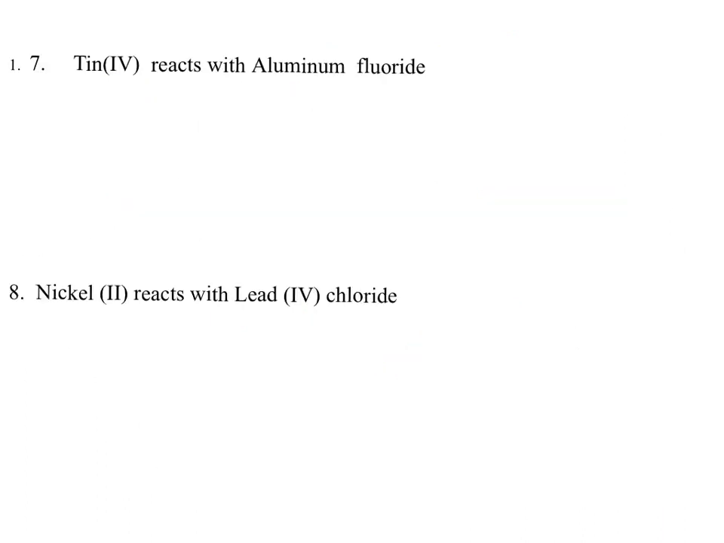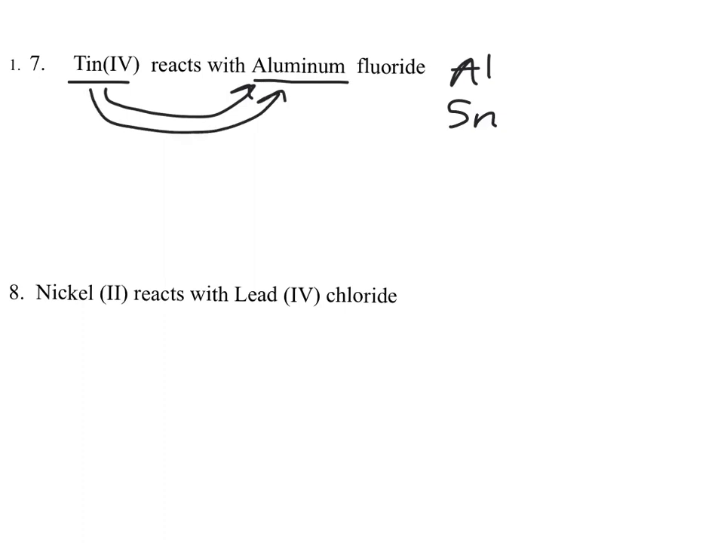Let's skip to number 7 here. If we do tin 4 reacts with aluminum fluoride, tin 4 and aluminum are going against each other. It does, however, seem that on the activity series, aluminum seems to be higher up than tin does. So therefore, aluminum is not going to allow tin to come in and take fluoride. So therefore, there would be no reaction. So you always have to check your activity series first, which should be on your actual sheet already for you to check. All right, looking at number 8 to finish off.